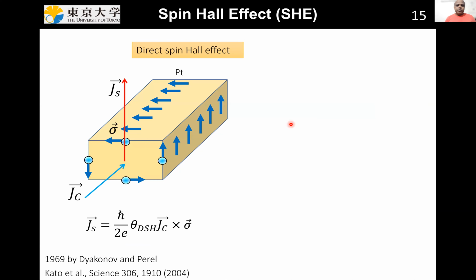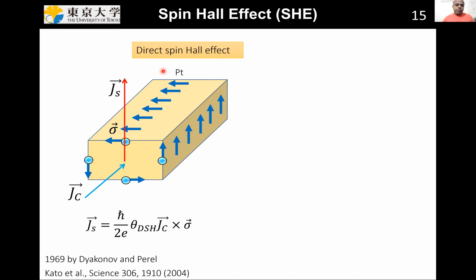So what is the spin Hall effect? I think most of the people here in the spintronics community might already know, and this is just for the students. The spin Hall effect was theoretically proposed in 1969 by Dyakonov and Perel, but it was a very difficult experiment. It took almost 35 years, and it was experimentally detected in the year 2004. So this effect is like this.